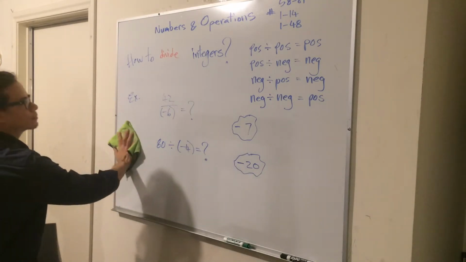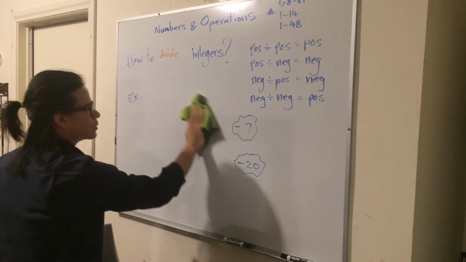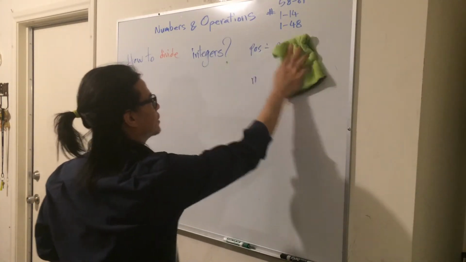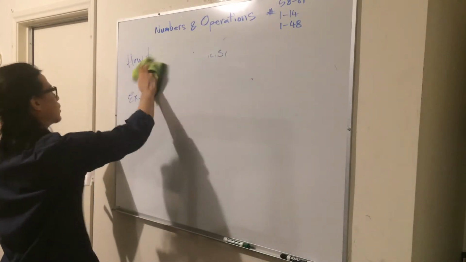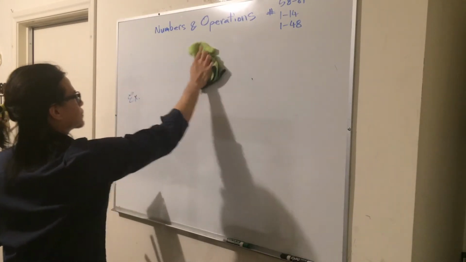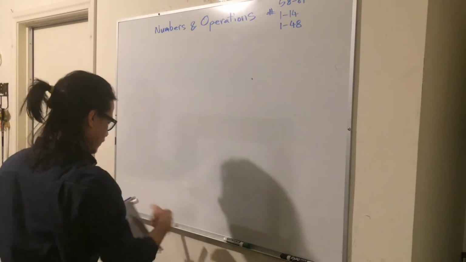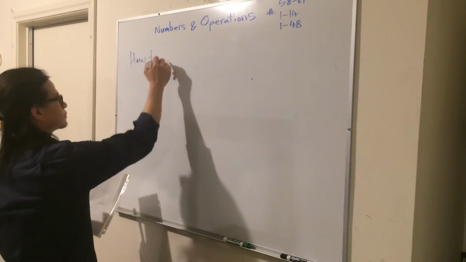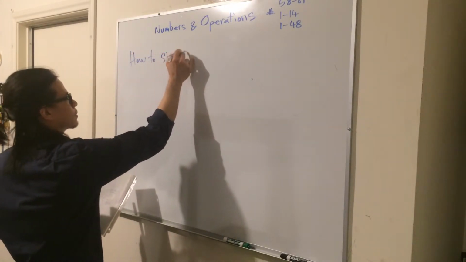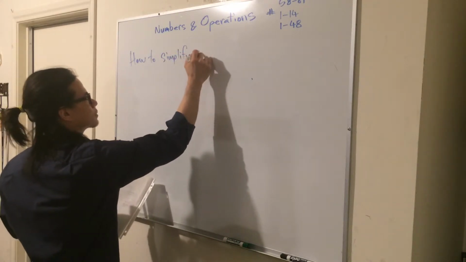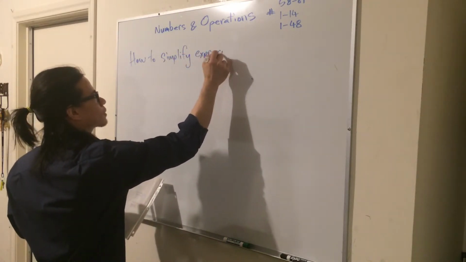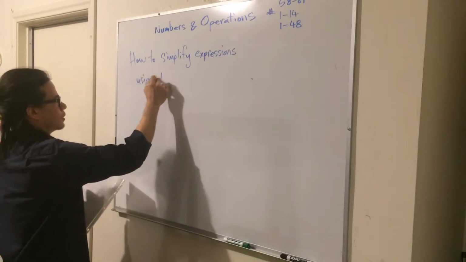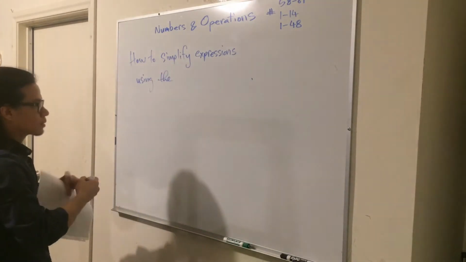I want to end our discussion with the order of operations, just to build off of what we talked about the last time. Okay. So write down how to simplify expressions using order of operations.